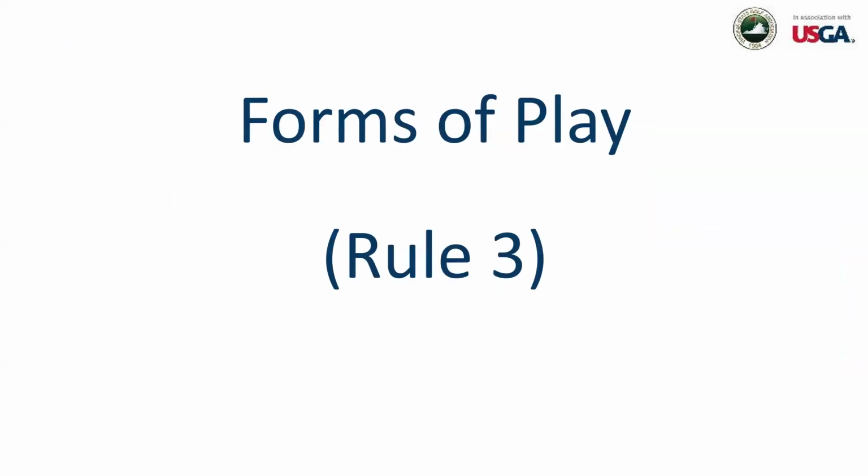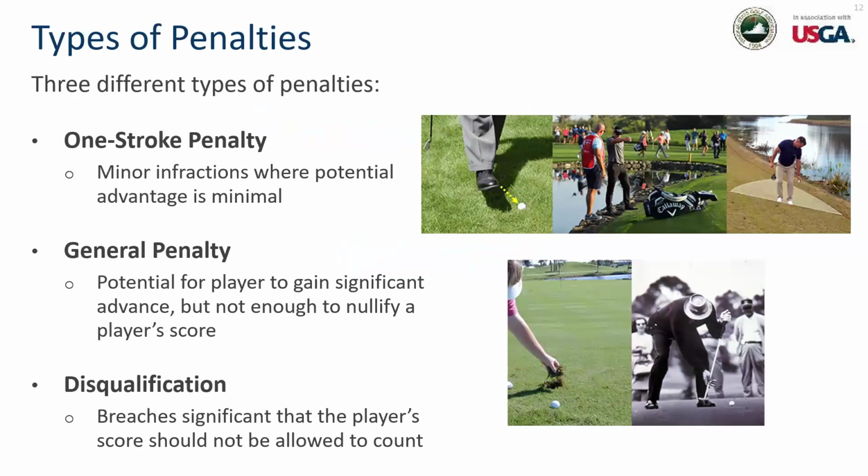Next up is forms of play in Rule 3. All right, so, as you can probably imagine, there's 3 different kinds of penalties, all designed to cancel out any potential advantage a player might gain by breaking the rule. First are the one-stroke penalties. These are more for minor infractions where the potential advantage is minimal, or the toll for the penalty in relief situations, such as red or yellow penalty area relief that you can see in the top middle picture or all the way on to the right. You can see the yellow stakes and the red lines.